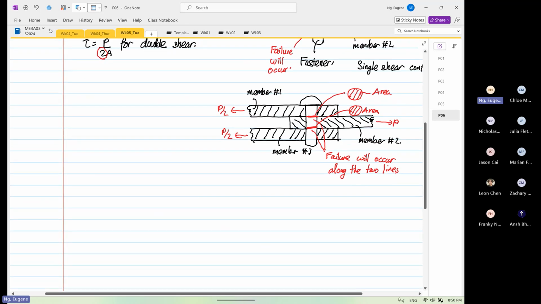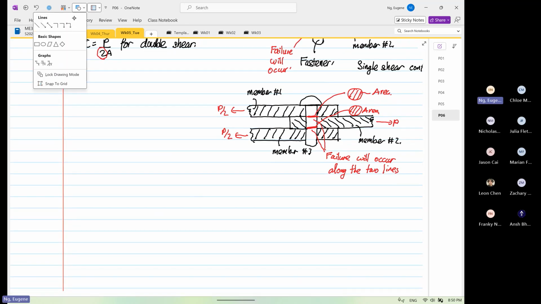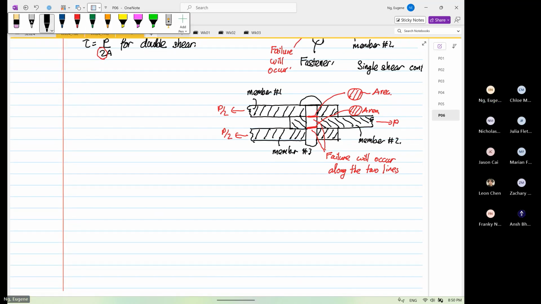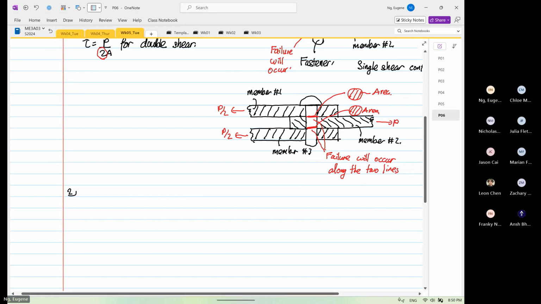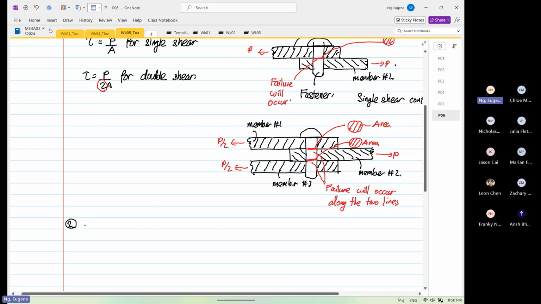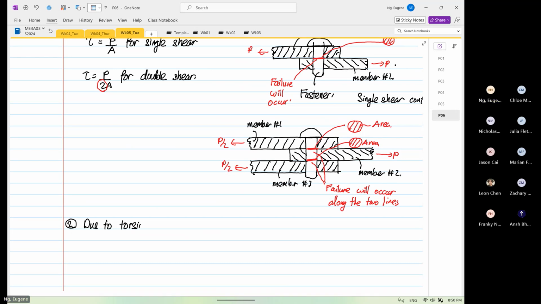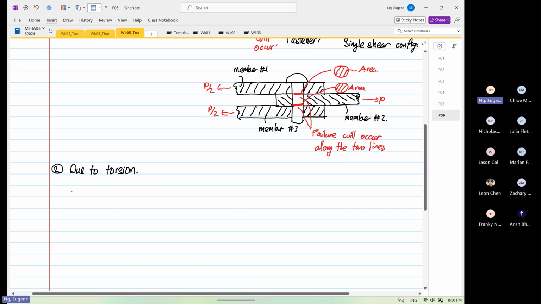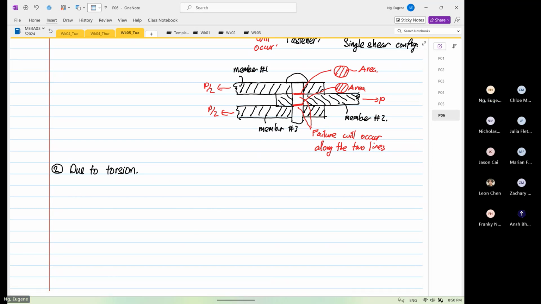Now the next one, the shear is due to torsion, like what we have mentioned before. Okay, the second one is due to torsion. And when it's due to torsion, the formula that we apply is shear stress is equal to TR over J.